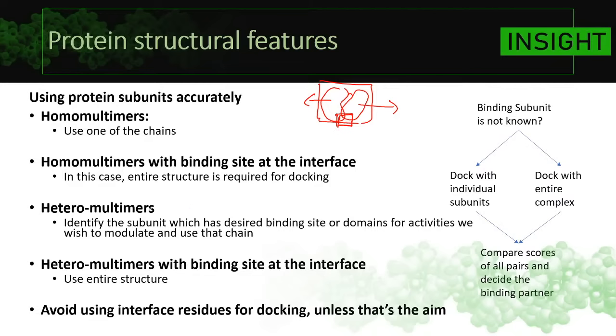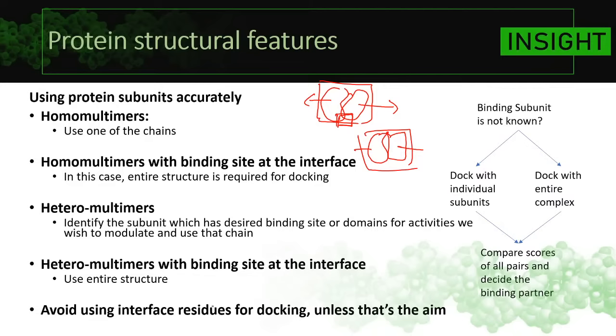Similarly, for heteromultimers, if you don't know which partner is the binding partner, you can do the docking with the individual subunits, this and this, and then both together also, to see if it is at the interface. You will see the differential binding and you can get an idea of which is possibly the binding partner. All those things can be done as per your requirement. It is a case by case basis. We'll take some of those examples.